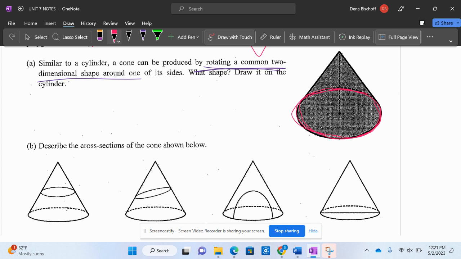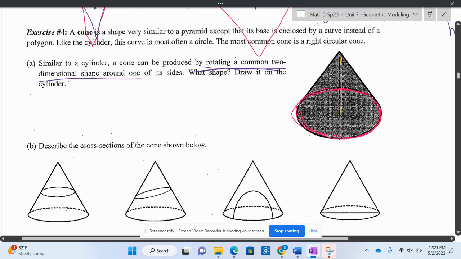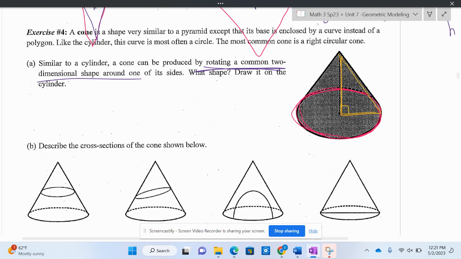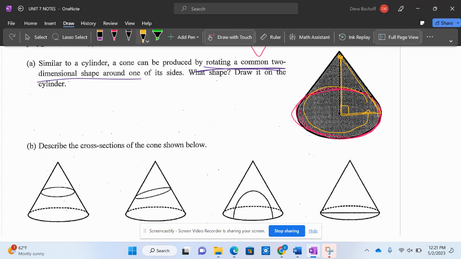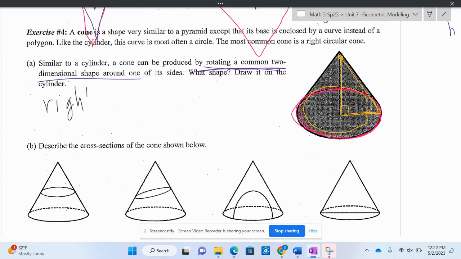Any ideas? What kind of a triangle? A right triangle. If I had a right triangle right here, and as I rotated it about, it would make a circular bottom, but this top piece is not going to get any bigger. It just is going to spin. So this would be what kind of a triangle again? A right triangle. And it says to draw it.